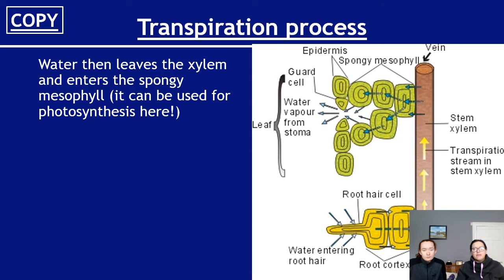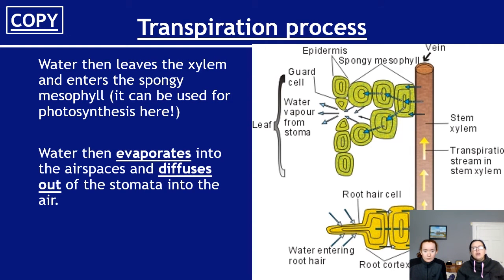Okay, at the leaf, the water will then leave the xylem and enter the spongy mesophyll. If we think back to the leaf diagram, the idea is you've got your leaf vein sitting right next to the spongy mesophyll. So the water will leak out, get into the spongy mesophyll, and it can be used for photosynthesis there. Okay, water can then also evaporate out of the spongy mesophyll and diffuse out of the stomata into the air.